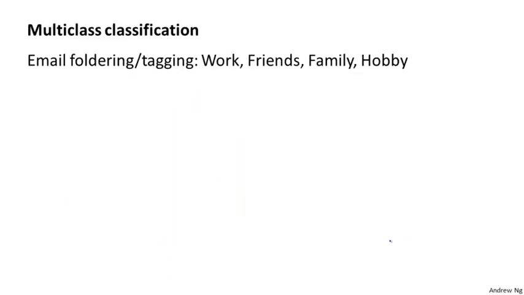Here are some examples. Let's say you want a learning algorithm to automatically put your email into different folders or to automatically tag your emails. So you might have different folders or different tags for work email, email from your friends, email from your family, and emails about your hobby. And so here we have a classification problem with 4 classes, which we might assign the numbers y equals 1, y equals 2, y equals 3, and y equals 4 to.